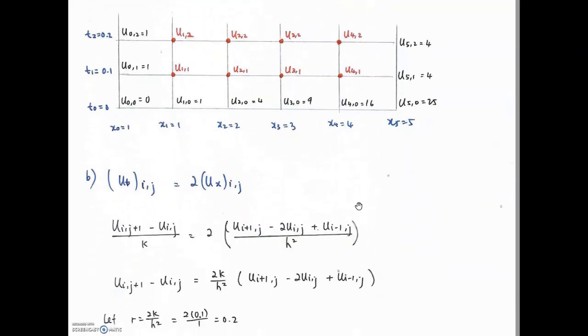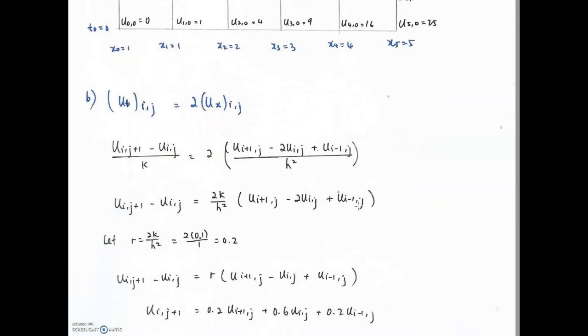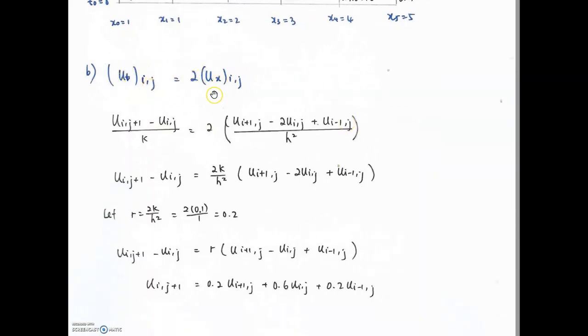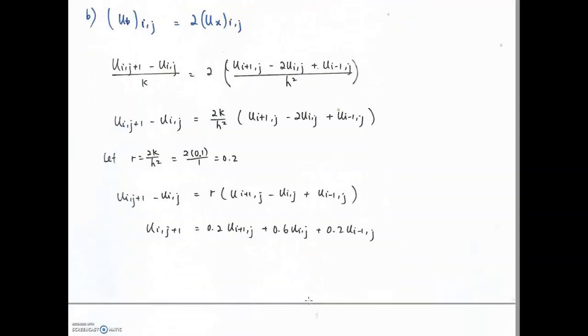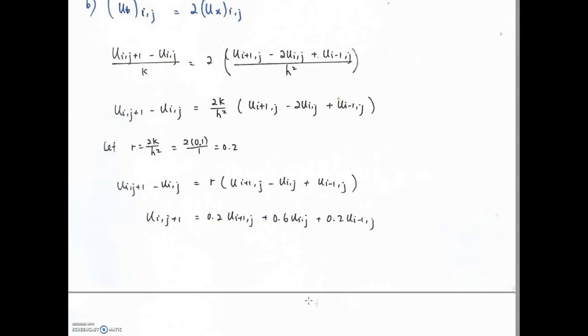For part B, we are going to solve it by using the explicit method. So we transform this heat equation into the finite difference approximation, and we let u_i,j+1 lead the equation, where r equals 2k over h squared. We put in the values of k and h, and we are able to obtain r equals 0.2. So we put it into this equation, and finally we have this. This is ready to be used in the iterations to get the approximations for each of the 8 values that we are interested to know.